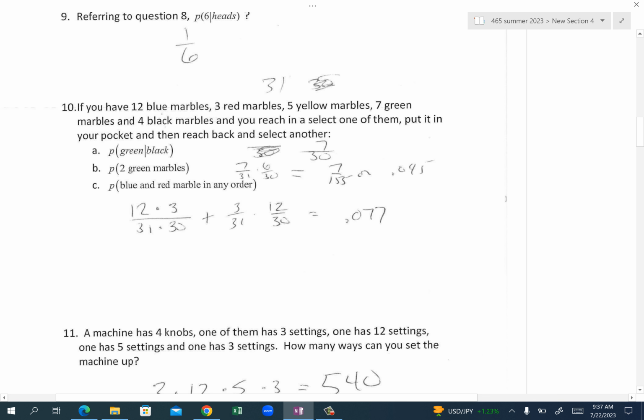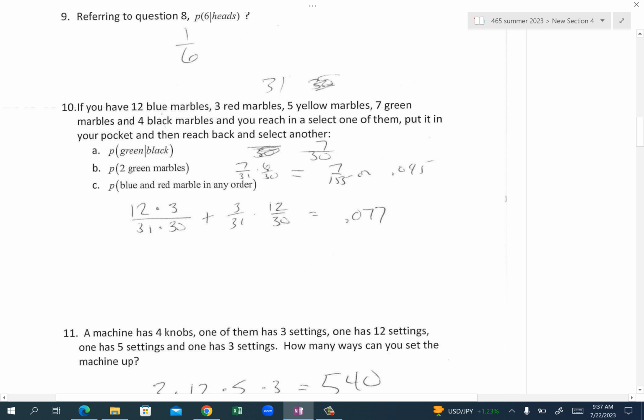Okay. So there's 31 marbles in the jar, looks like here, right? And so what's the probability of a green, given you got a black the first time, and this is without replacement. Yep, you put it in your pocket. So in other words, you don't replace it. So there's 30 marbles left. 7 of them are green. Probability of getting 2 green marbles: you get 7 out of 31 times 6 out of 30.